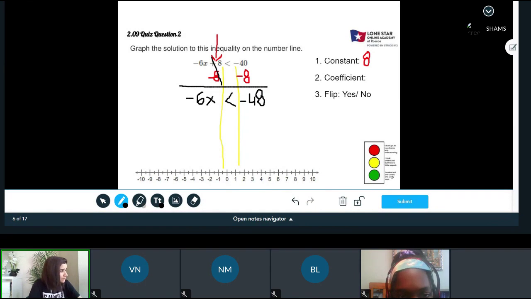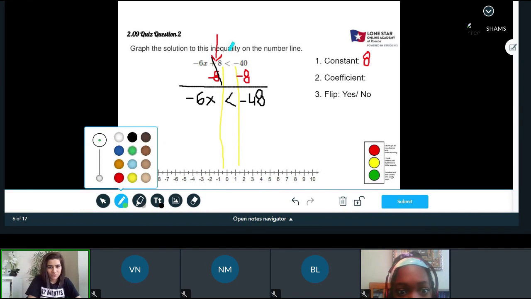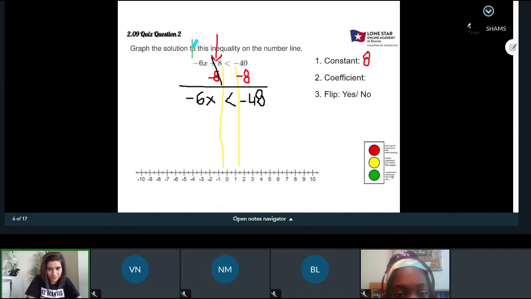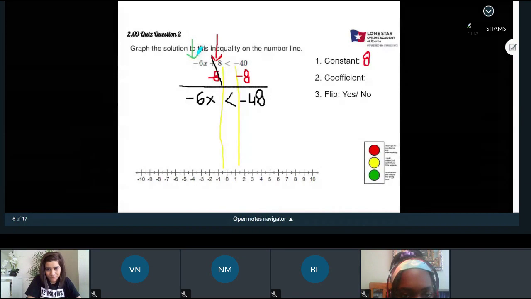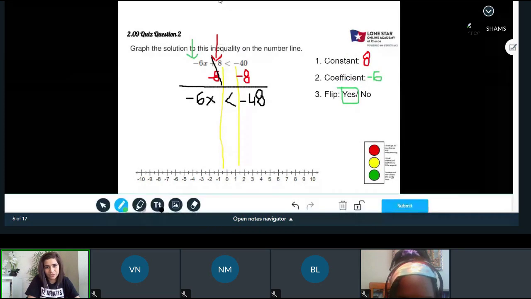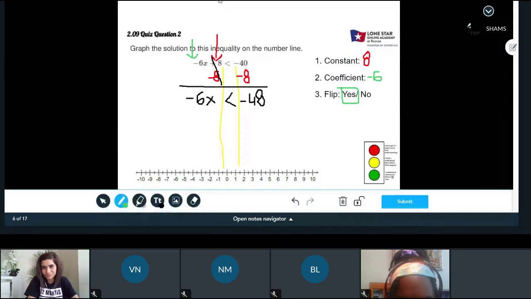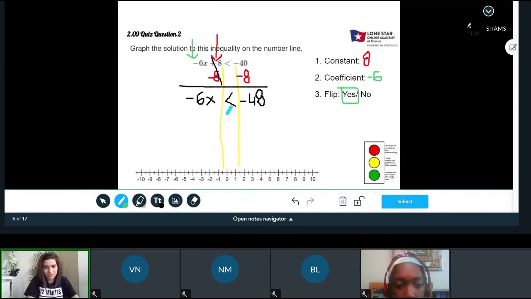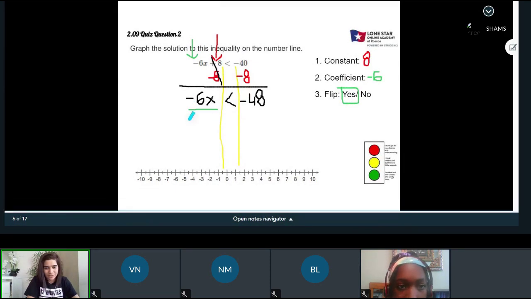And Bella, negative 40 minus 8 will be negative 48. And then let's see how it looks from here. The coefficient, people, in this problem is negative 6. Because it is a negative number, you will flip your symbol. Absolutely, you will have to flip the symbol. So I will divide both sides by negative 6.